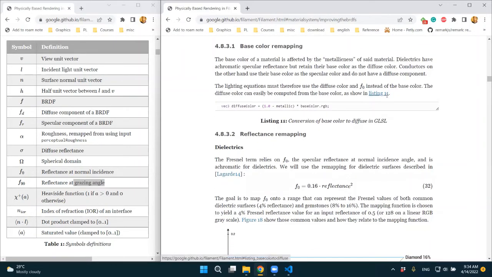Base color. So this looks to be saying that dielectrics, their specular reflection is achromatic, meaning it doesn't have a color to it, it's just a brightness. But their base color is still the diffuse color, whereas conductors do have their base color in their specular highlights and don't have a diffuse component. So that's how they get their color. That's why gold is yellow. It reflects the yellow sort of colors.